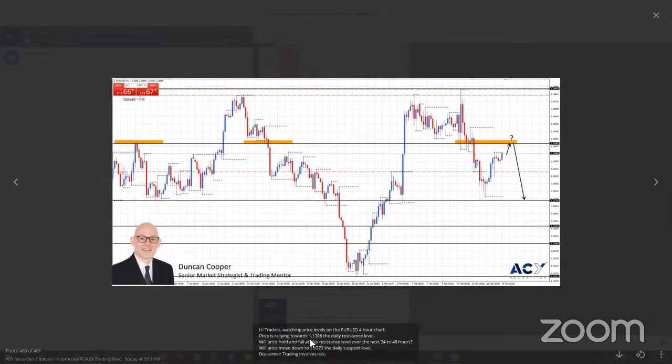I'm saying here that price is rallying towards the 113.86 day resistance level. Is price going to hold at that level, stop and reverse and move back down? Now, I'm not necessarily just trading at the level. What I'm looking for is price to get there and make a decision. Is it going to hold there? If it holds there, then I'm going to look at, okay, how am I going to enter?